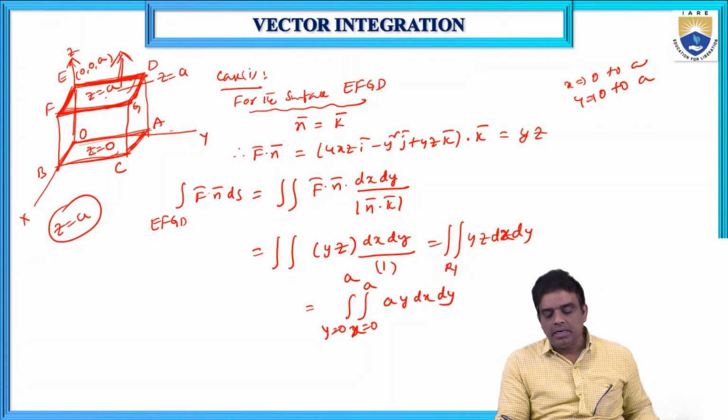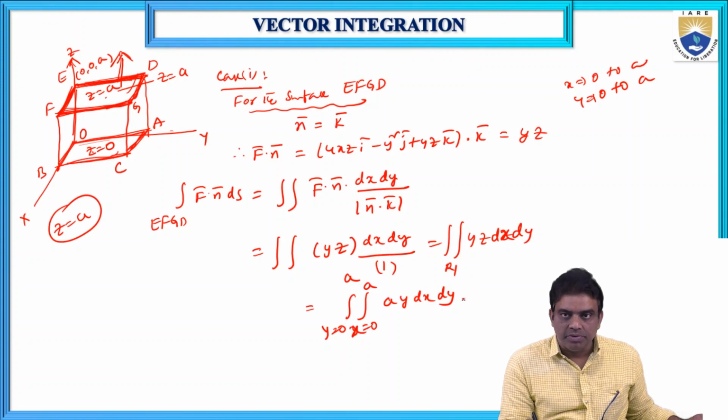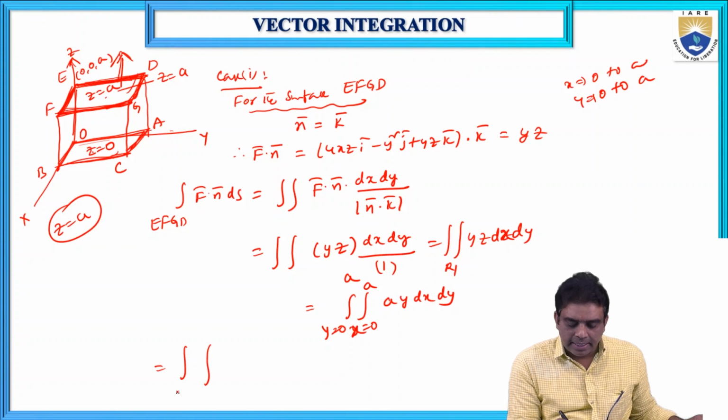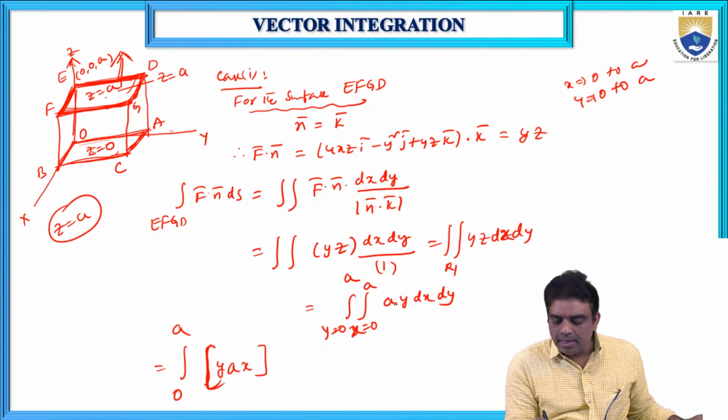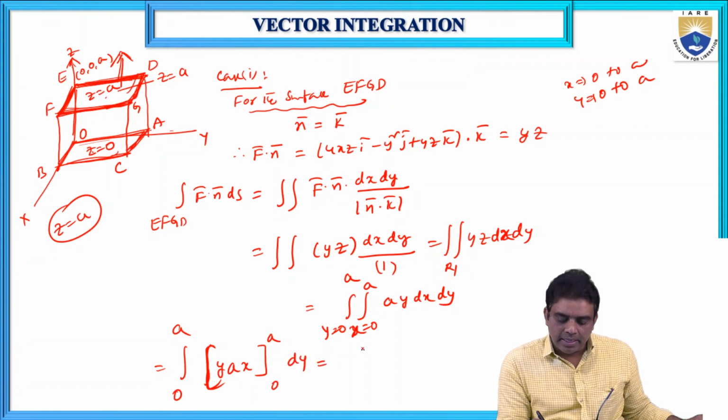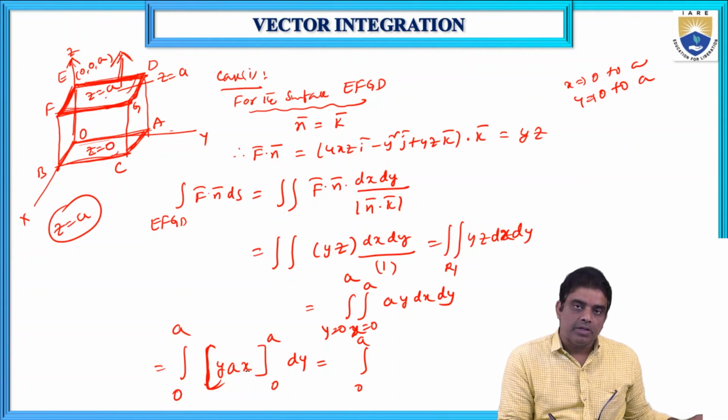You can do the integration first with respect to x or first with respect to y; both are the same. Integrating the function with respect to x, ay is constant, then the integral of dx is x from 0 to a, of dy. Then the integral from 0 to a. So what is the limit? Upper limit x plus a.